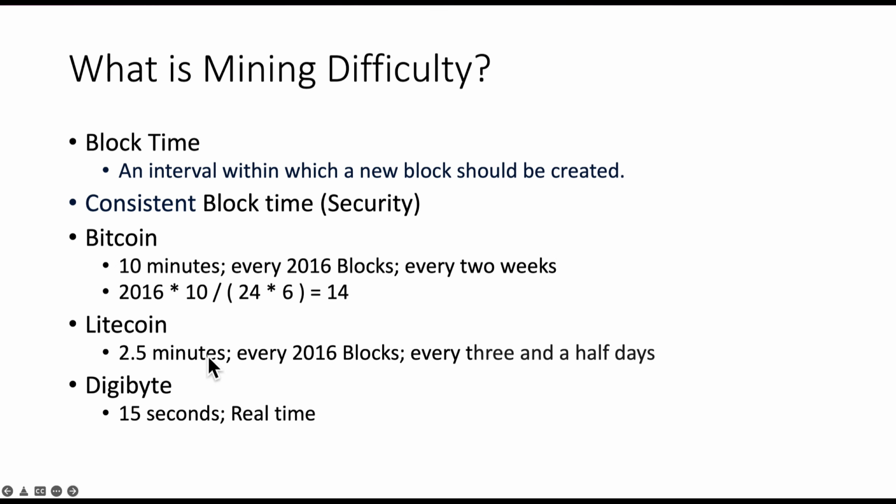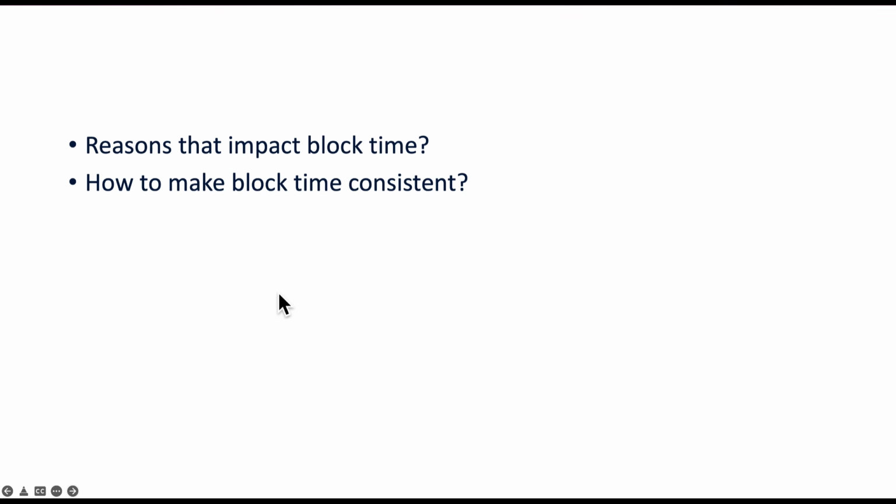In Litecoin, it's 2.5 minutes. In Digibyte, it's 15 seconds and it's adjusted in real time, which means it's adjusted every time a new block is mined. So now we're clear that mining difficulty adjustment means making block time consistent. What are the reasons that impact block time? How to make block time consistent?